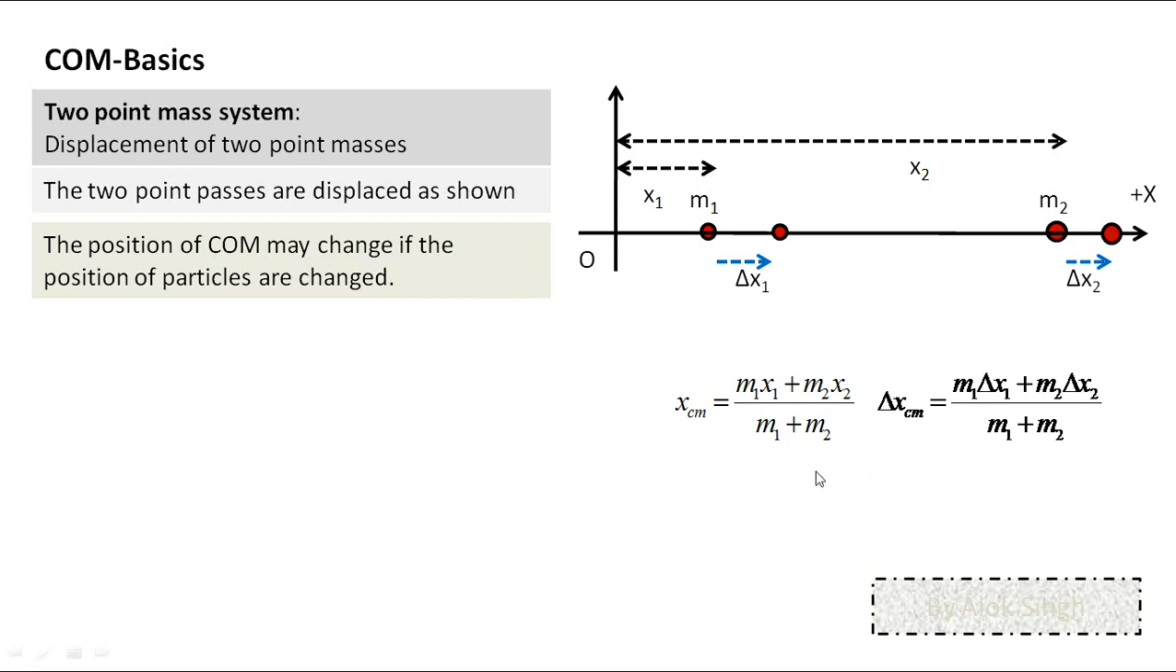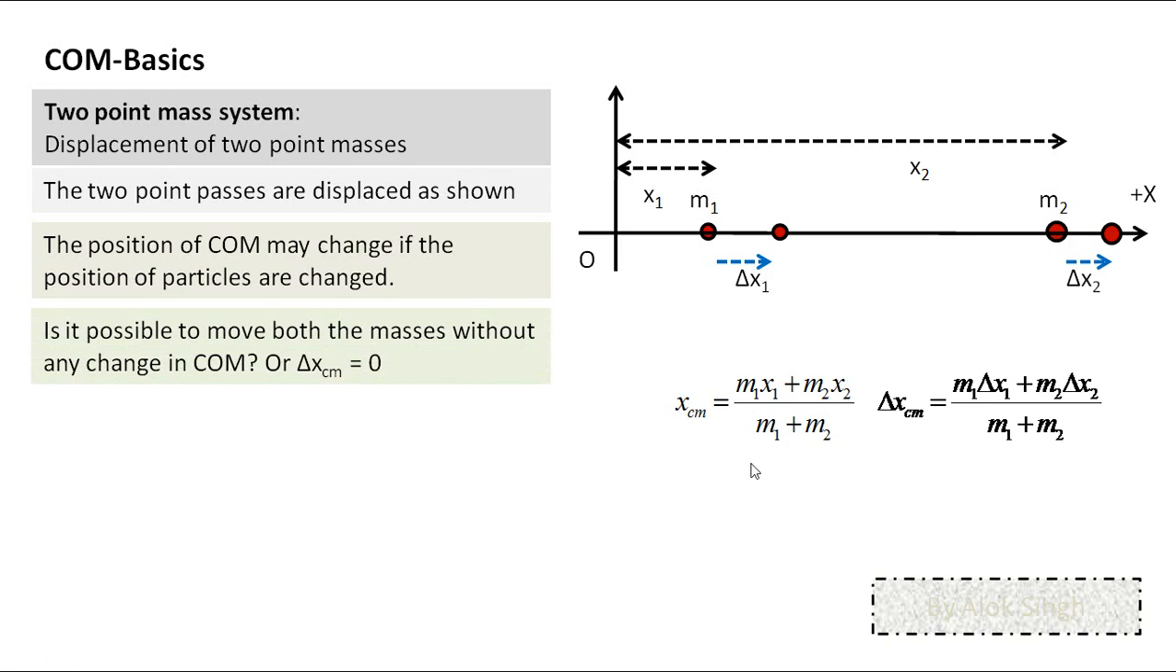Assume that we somehow create a kind of light bulb which is always located at the center of mass. As we move these masses, the light bulb also will move, indicating the motion of the center of mass.